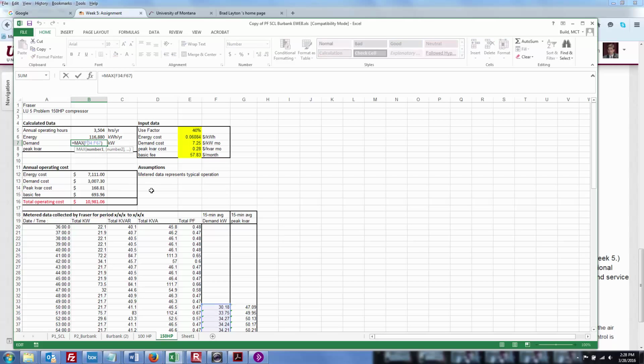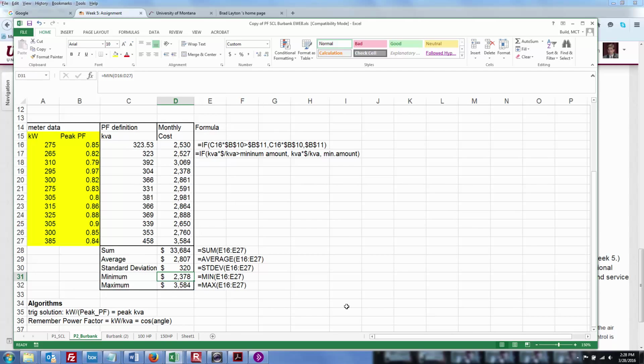And so the demand is the maximum of the 15-minute averages. So you can see that each one of these is a minute-by-minute charge. The energy is straightforward, just averaging them times the total hours per year. Okay, and then back here to problem 2.